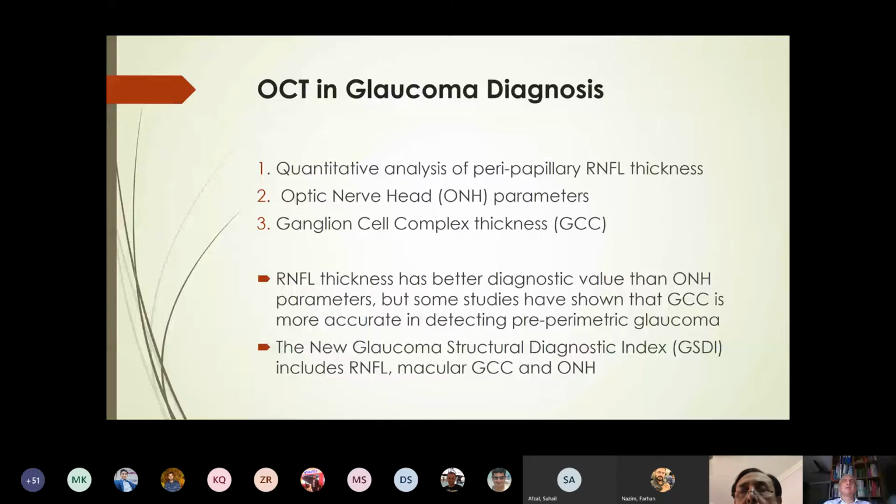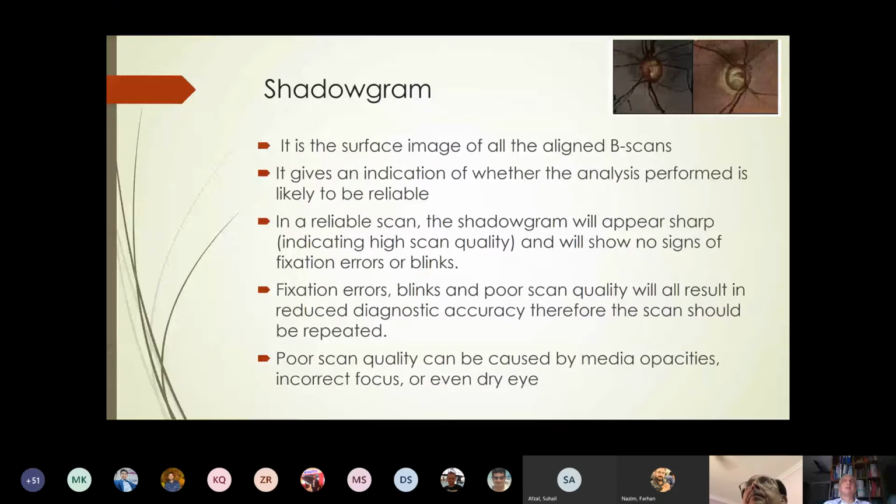Before I show you the whole report of the OCT, I'll discuss the different printouts which you get. Number one is the shadogram. Here you can see the shadogram on the left, a surface image of all aligned B scans, and it is usually used to check if the scan is reliable.